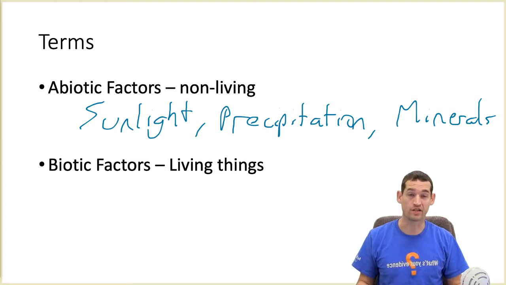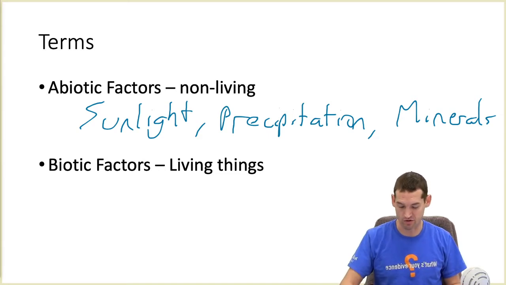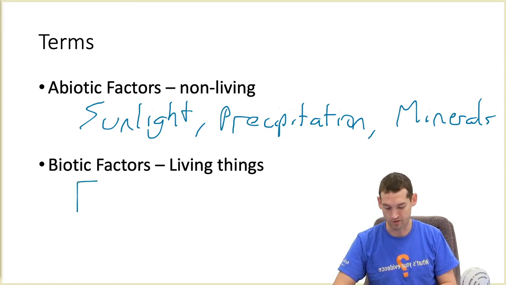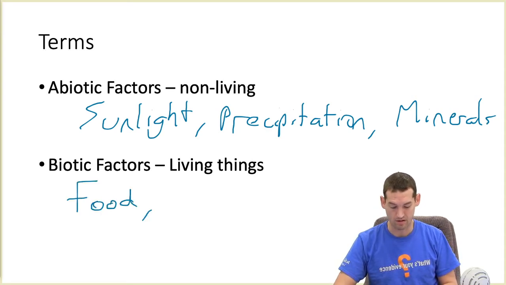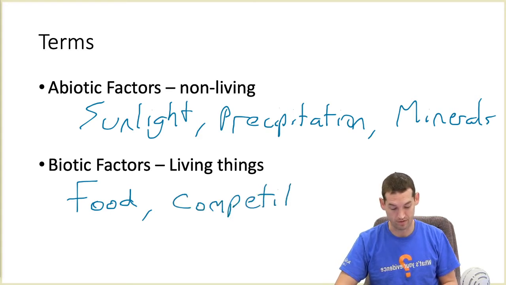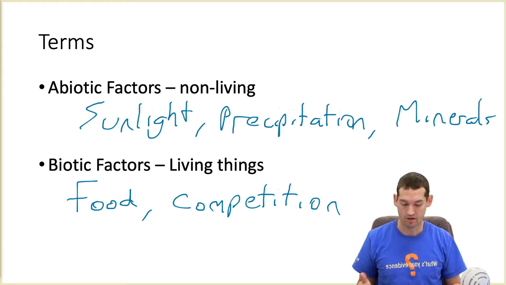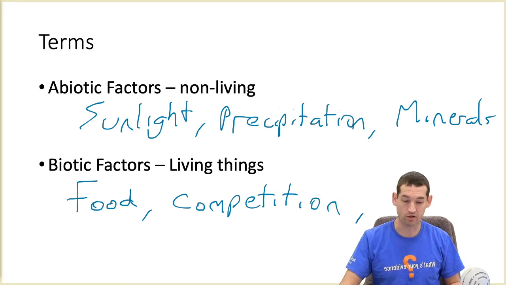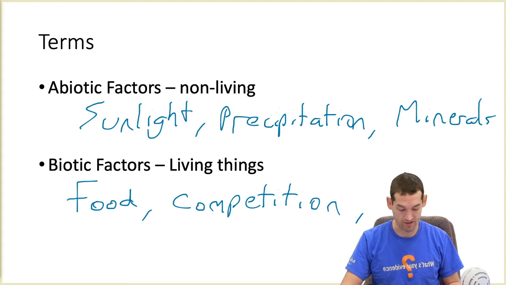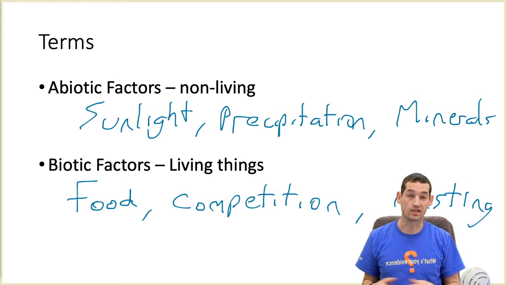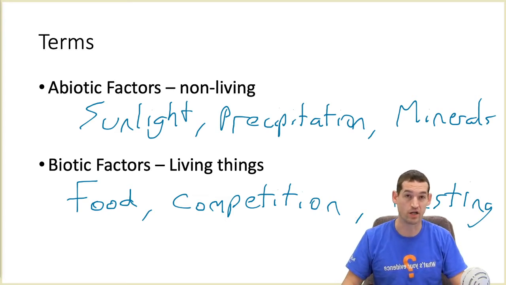So biotic factors then would be the opposite, the living things. So this could be your food supply. This could be maybe even competition. So do you have to compete with another species for your food? It could also be like nesting sites or breeding sites. All of those things that come from the living parts of the environment, those would all fit as the biotic factors.